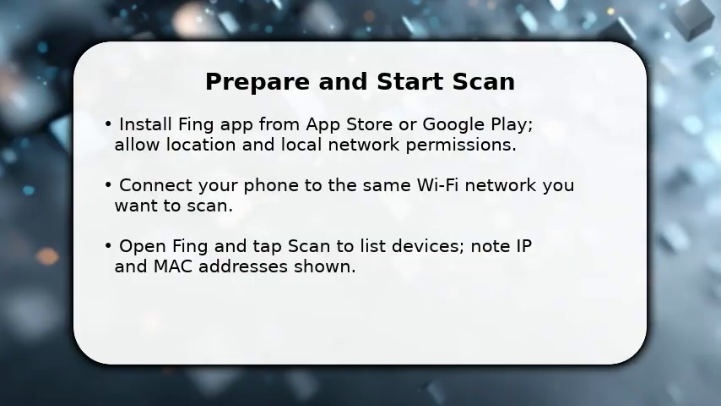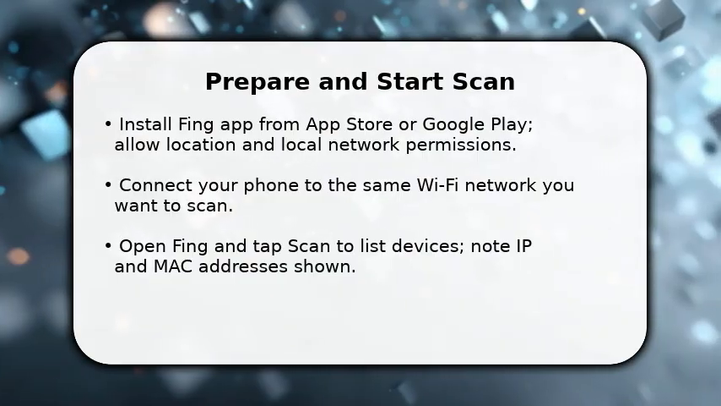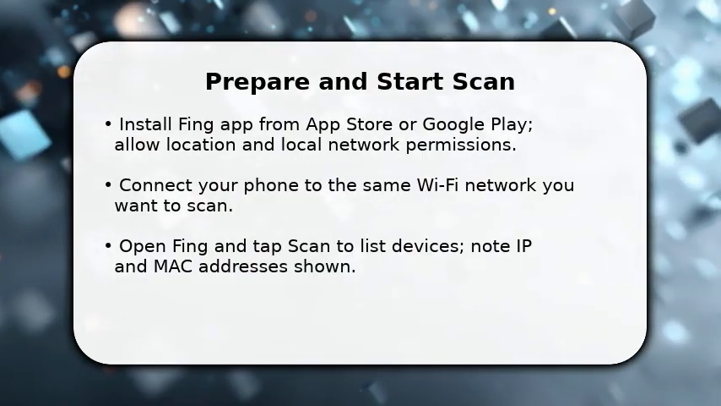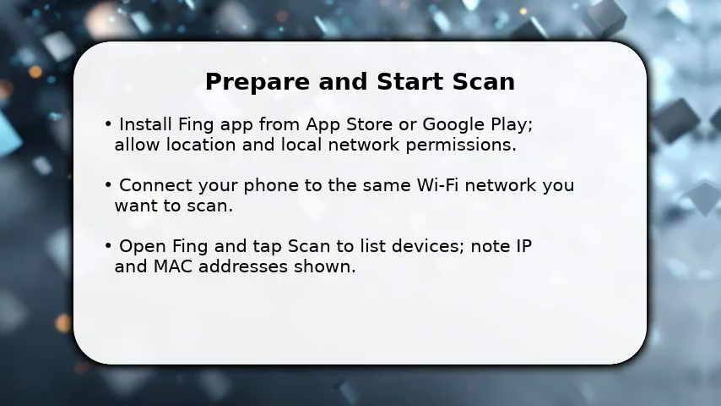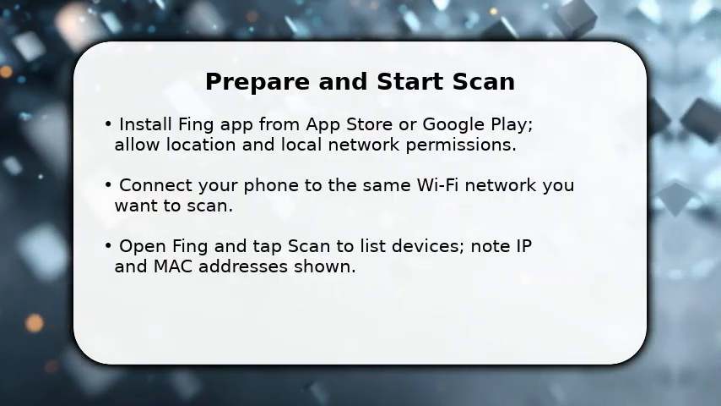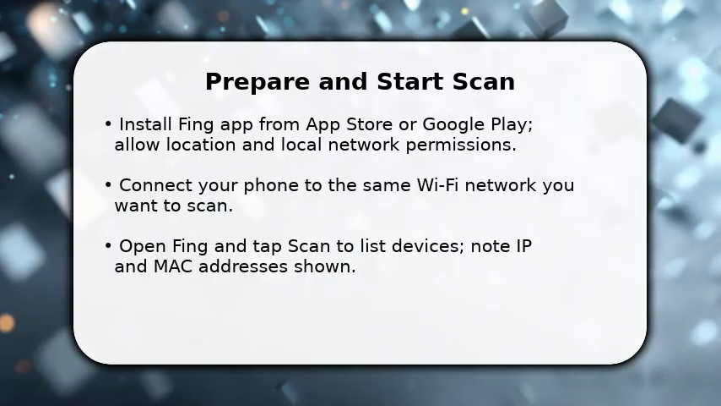You begin by installing Fing and granting location and local network permissions so discovery works. Without those, scans fail. Once done, connect your phone to the target Wi-Fi network and open the app.